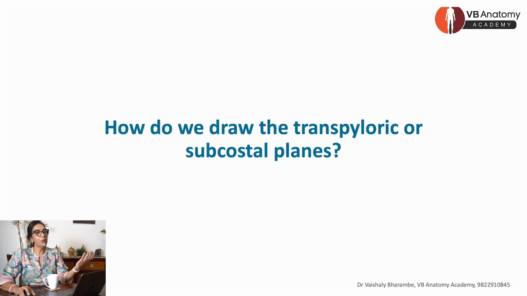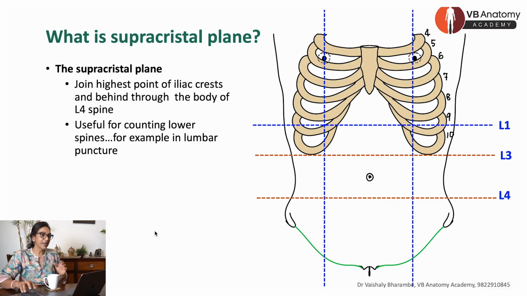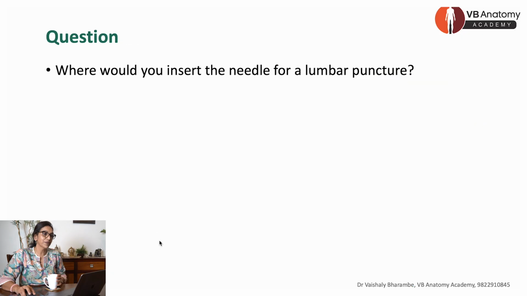So commonly they will ask you how to draw transpyloric and subcostal planes. Moving on, what is supracristal plane? Supracristal plane is a plane drawn joining the highest points of the iliac crest. It will correspond to the body of L4 vertebra.